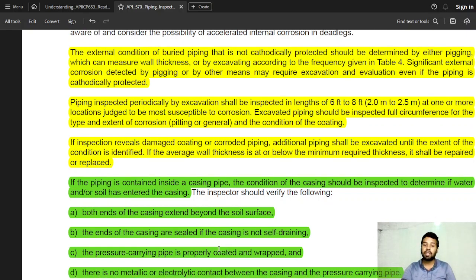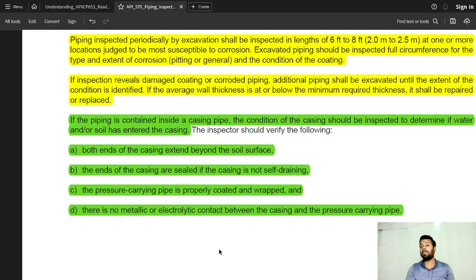If the piping is contained inside a casing pipe, the condition of the casing pipe should be inspected to determine if water or soil entered the casing. So you have a casing, and inside that you are flowing a pipe. If any leakage happens, that casing pipe is going to protect that leakage from entering the soil. This is the casing pipe. If the casing pipe has a problem, then it has to be replaced. First, you have to check if the casing pipe has some kind of liquid or not. If there is some kind of liquid, there is a high chance of leakage happening somewhere in the piping system.